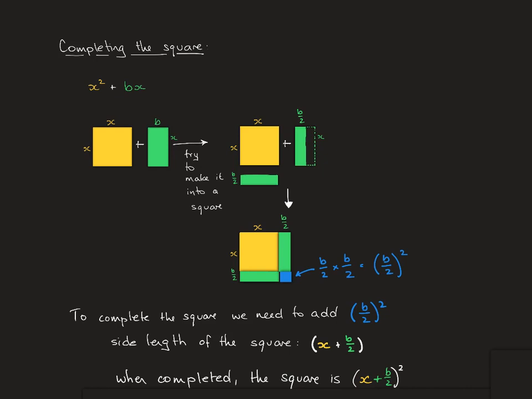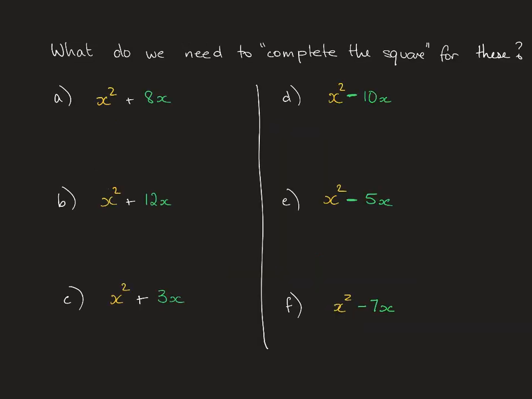But for now, let's practice completing the square on some quadratics that have some numbers with them. Okay, so here are some parts of quadratics that need to be finished off. So the question is, what do we need to complete the square for these? Okay, so we've got x squared plus 8x, and we need to complete the square here. So in this one, our b is 8. And so this distance here is 8.